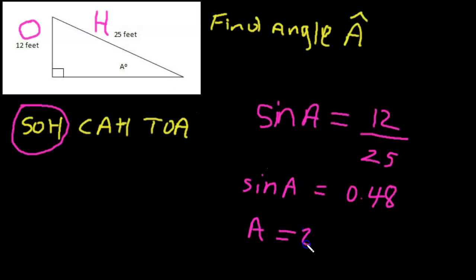28.7 degrees to 1 decimal point, right? From using 1 decimal point. So 28.7. So the angle A, the angle here, this angle here is 28.7 degrees.